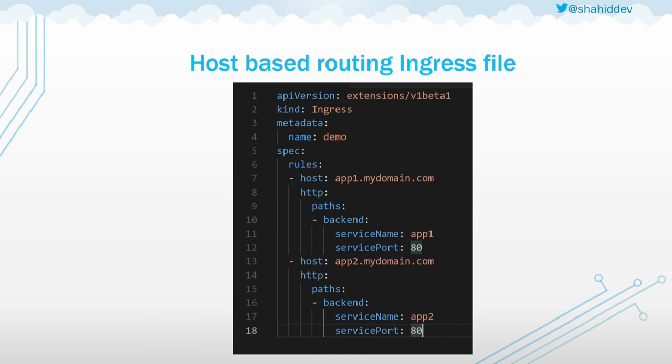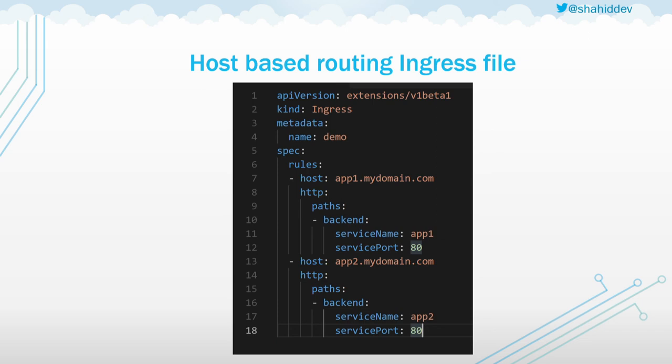Very briefly, if you're curious what the YAML looks like for this, it's actually quite straightforward. So we've got resource kind ingress, and then we've got the rules. So we say app1, send it to the service called app1 on port 80. Hopefully you'll agree that's actually reasonably readable.